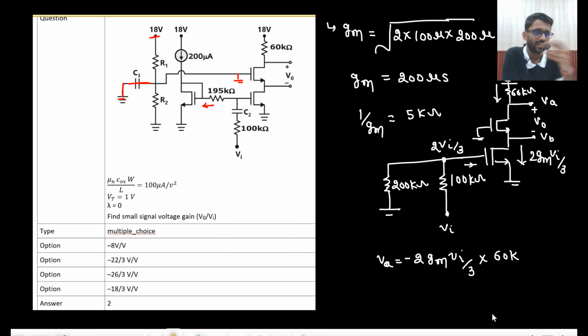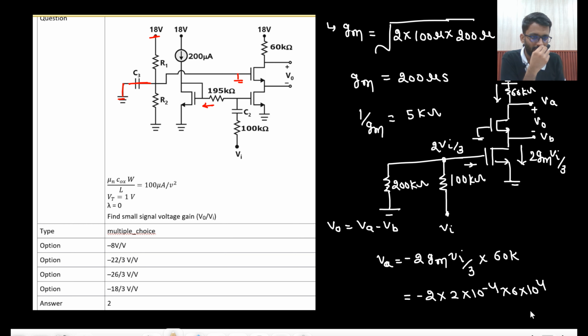Are you getting this point? Your V0 is defined as VA minus VB. So first you need to find VA and then you need to find VB. Then you can write down V0. Okay. So minus 2 GM, GM is 2 into 10 to the power minus 4 into 6 into 10 to the power 4 divided by 3 into V in. That is, VA is equal to minus 8 V in. This we are getting.